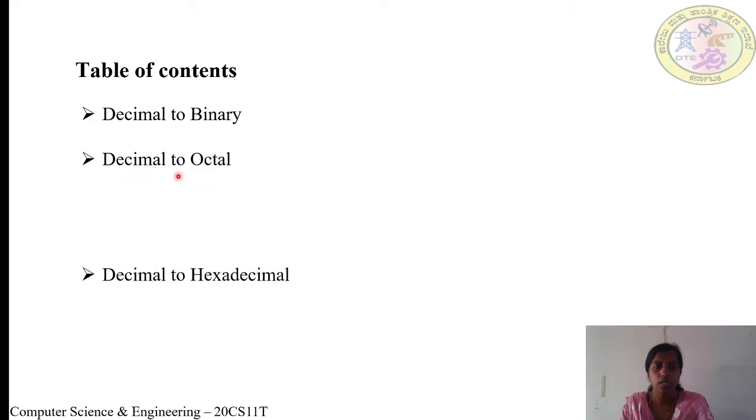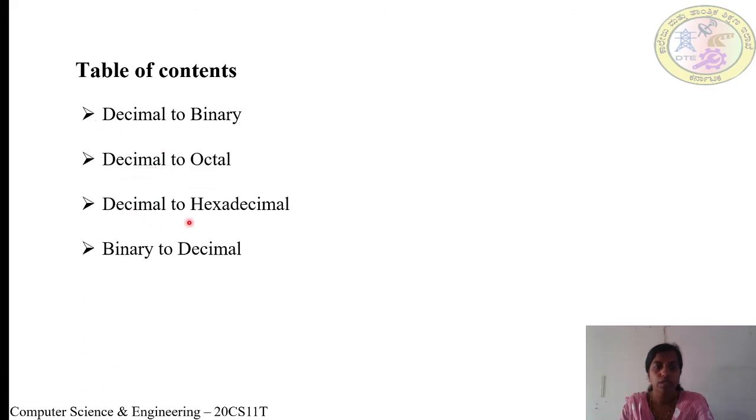Next we move on to the table of contents. First one, decimal to binary, decimal to octal, decimal to hexadecimal, binary to decimal, octal to decimal, and the last one is hexadecimal to decimal.